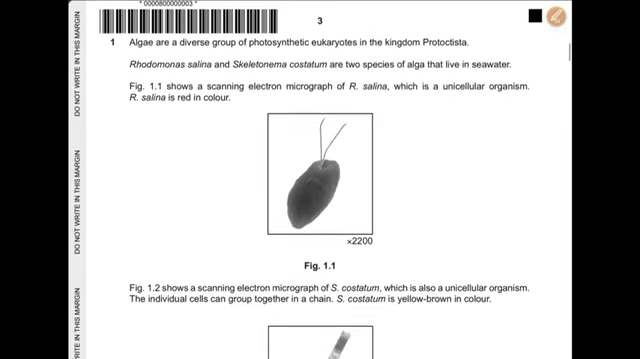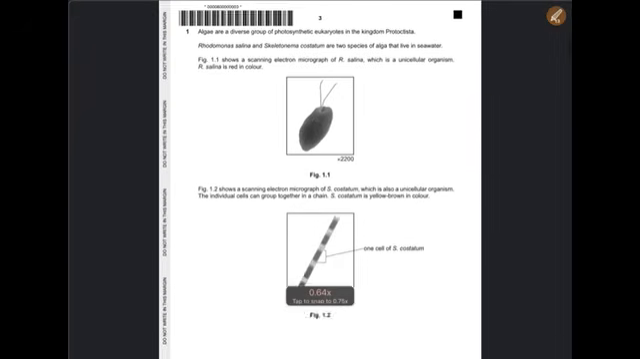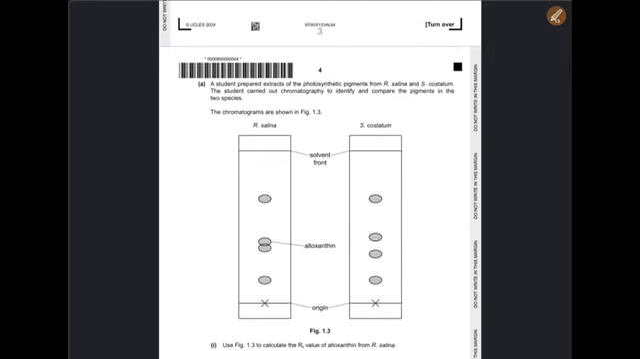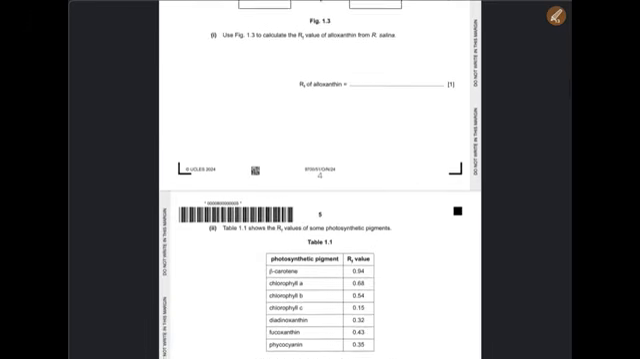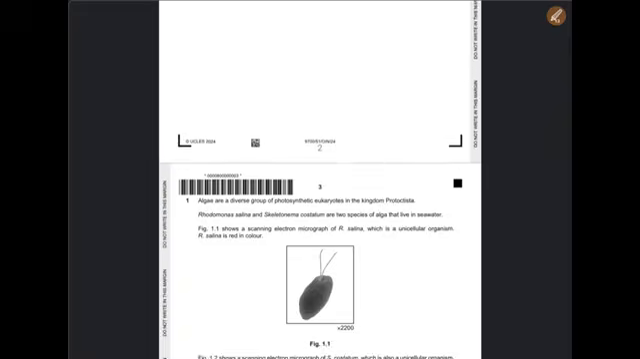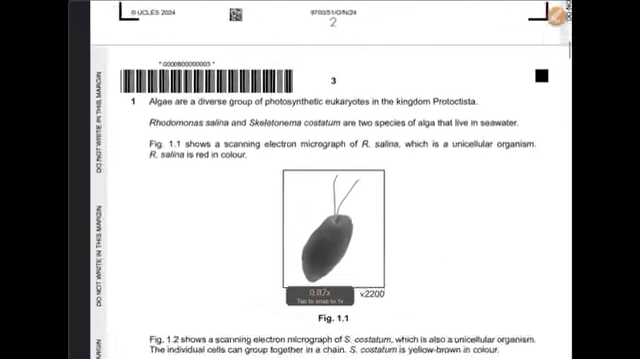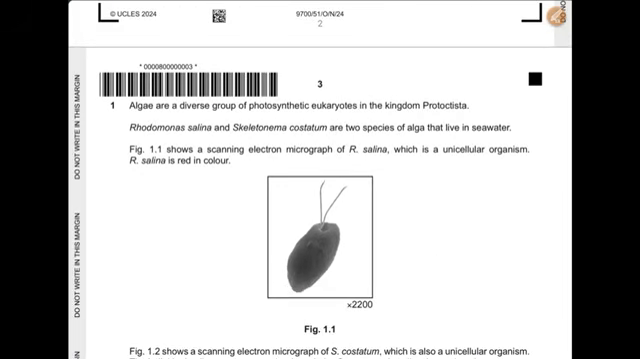Okay, so this is question number 1. Let's read the first question, and then we'll see what it is that we need to do. Let's start reading and understanding first. It says, algae are a diverse group of photosynthetic eukaryotes in the kingdom Protoctista.